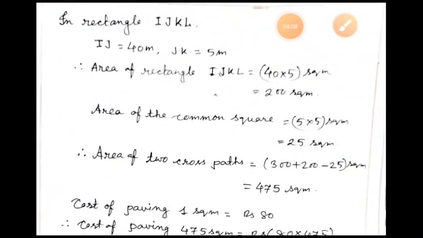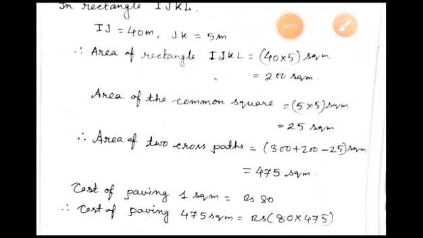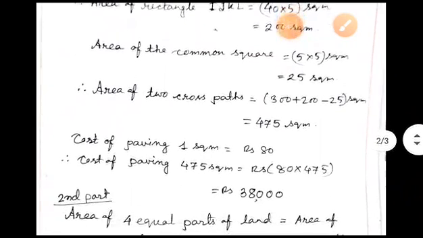So you are writing the area of the two cross paths equals to 300 plus 200 minus 25, that is 475 square meter. Now by the question it is said that the cost of paving 1 square meter is rupees 80, and you need to find the cost of paving 475 square meter, because this is the total area of the cross path, which is equal to 80 into 475, that is rupees 38,000. So this is, children, all about the first part.